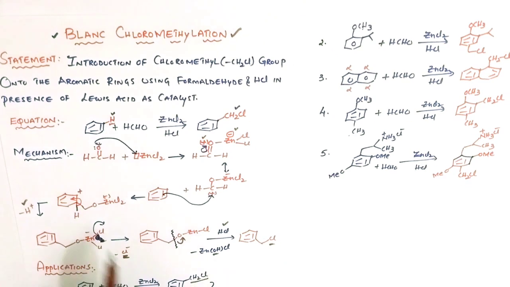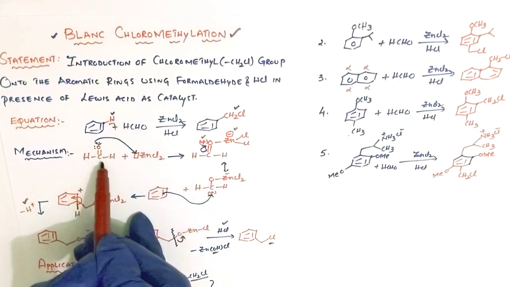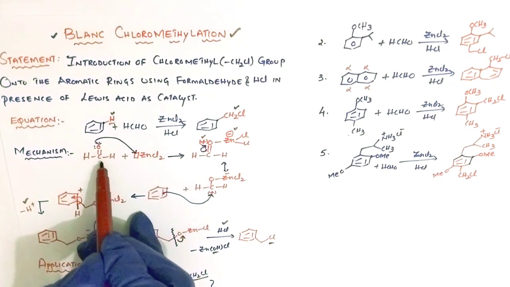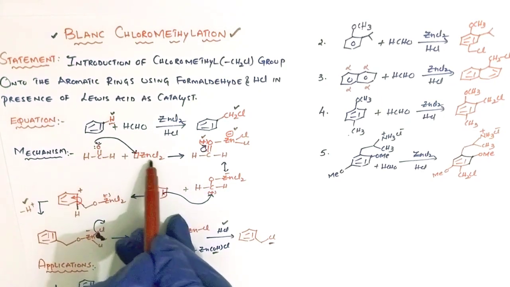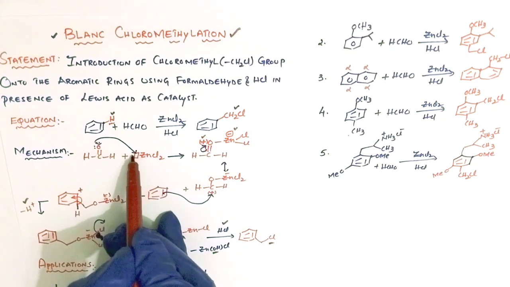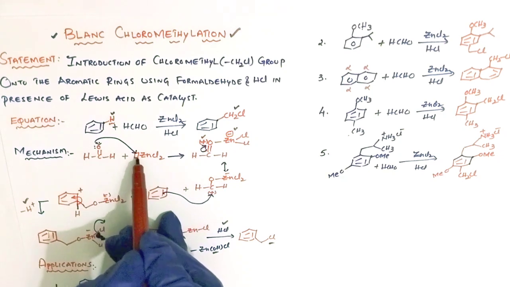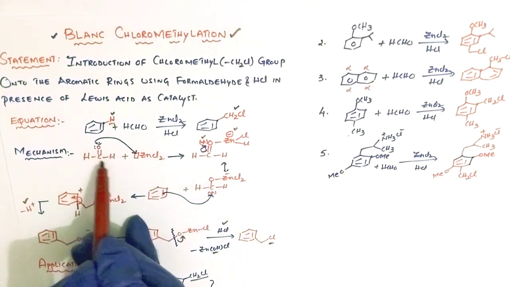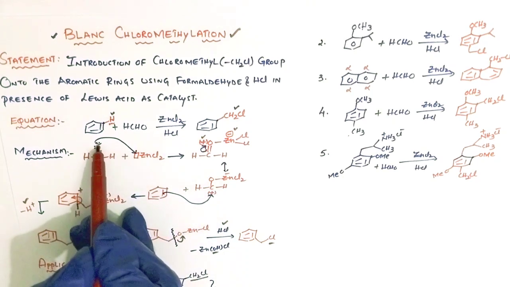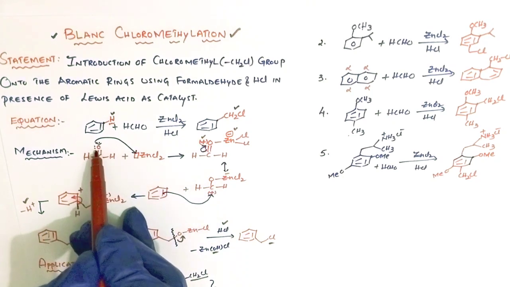Let's see what happens. Initially we have taken formaldehyde. Formaldehyde is going to react with zinc chloride. Already we know that we have a vacant orbital at the zinc chloride. That's why it is an electron deficient center. So electron deficient center needs electron rich group or not. If you see the formaldehyde, here we have oxygen having two lone pairs of electrons or not.